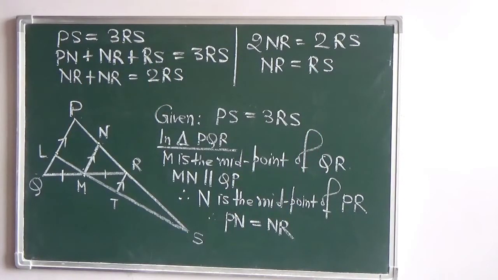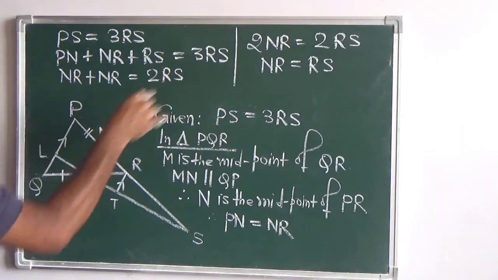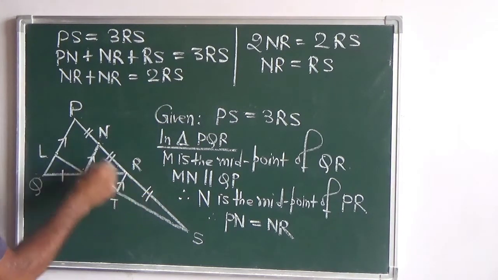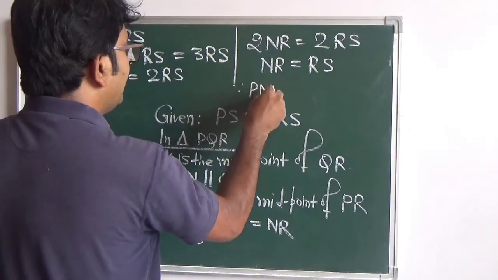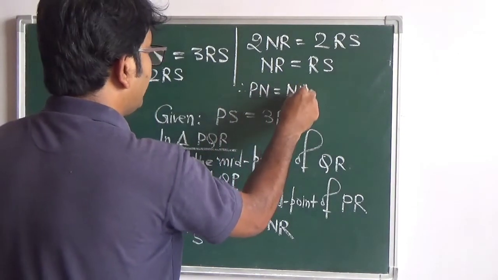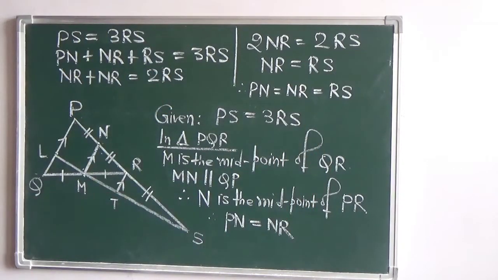So we have already proved that PN equals NR, and now we have proved that NR equals RS. That means all three parts are equal. Therefore PN equals NR equals RS. Now we have to prove that ST, this part, is 1/3 of LS. So let us move on to this side.